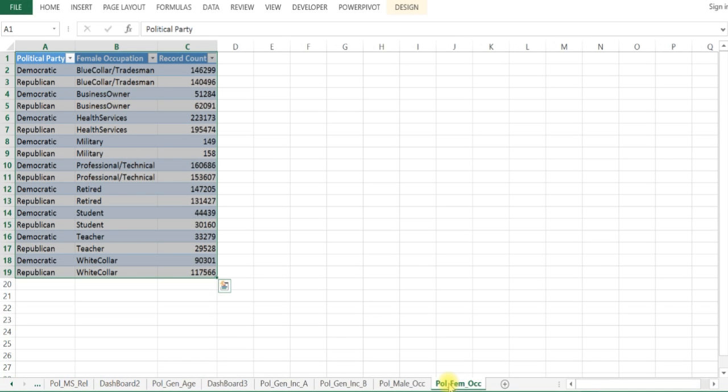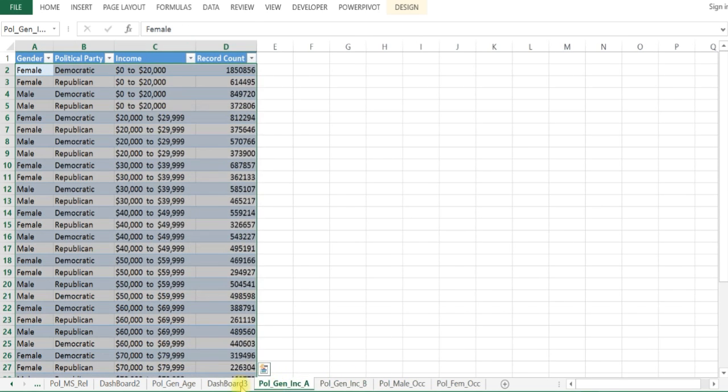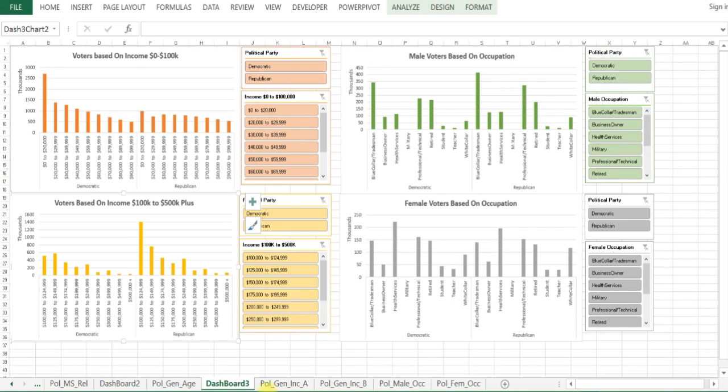So this is my data for dashboard 3. I set it up on 3 tabs, and then this is my dashboard 3. In dashboard 3, I looked at the voters based on their income, 0 to 100K and 100K to 500 plus, and also based on occupation, female and male occupations of the Republican and Democratic voters.